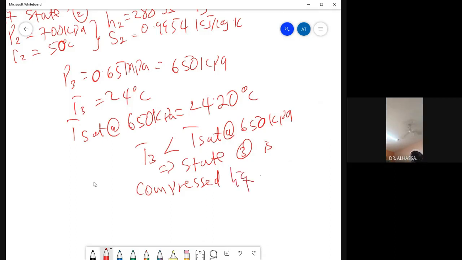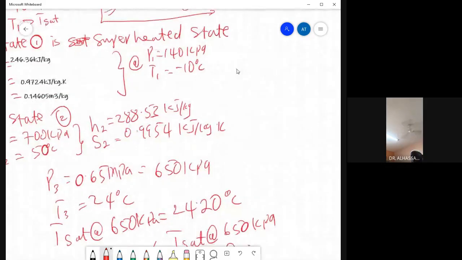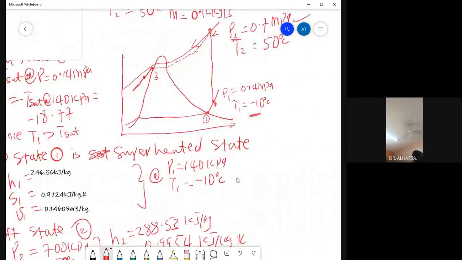Understand? So if it is compressed liquid state, then how do we determine the properties, the enthalpy, the entropy at state 3? So it means on the TS diagram, the fluid is going to be at this state, not this. So our state 3 is going to be here, in the compressed liquid state. Before eventually the fluid will be throttled back to state 4.